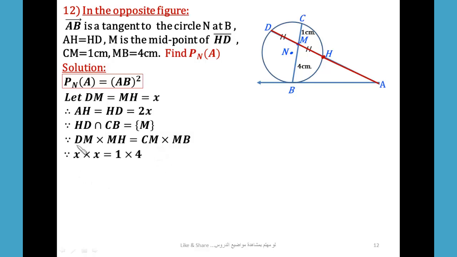What's the length of DM? DM equals X, and MH also equals X. So we multiply: X multiply X equals 1 multiply 4, as CM equals 1 and MB equals 4. So X power 2 equals 1 multiply 4 equals 4 and X equals 2.